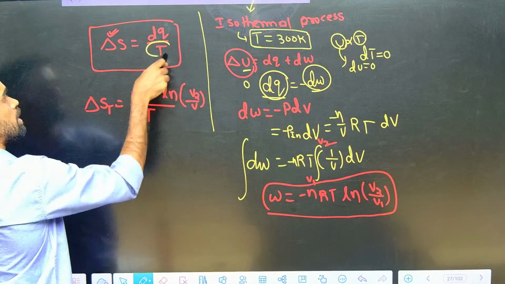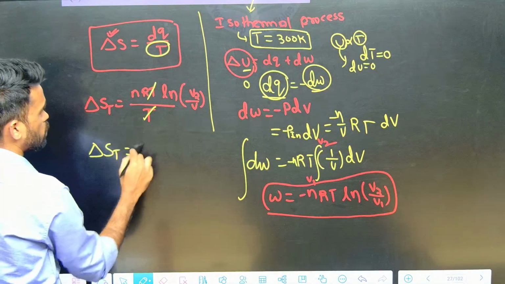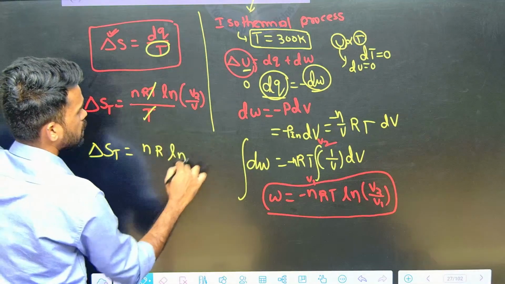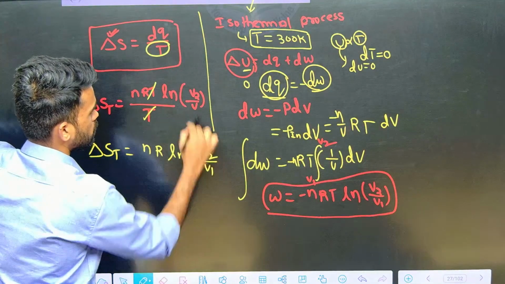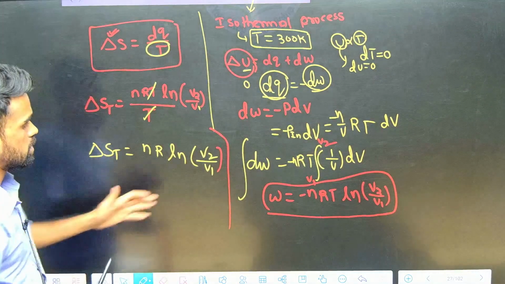Why T here? T is already there, so this T is removed. So for an isothermal process, entropy will be nR ln V2 by V1. You can use this formula to calculate the entropy change. This is for work done.